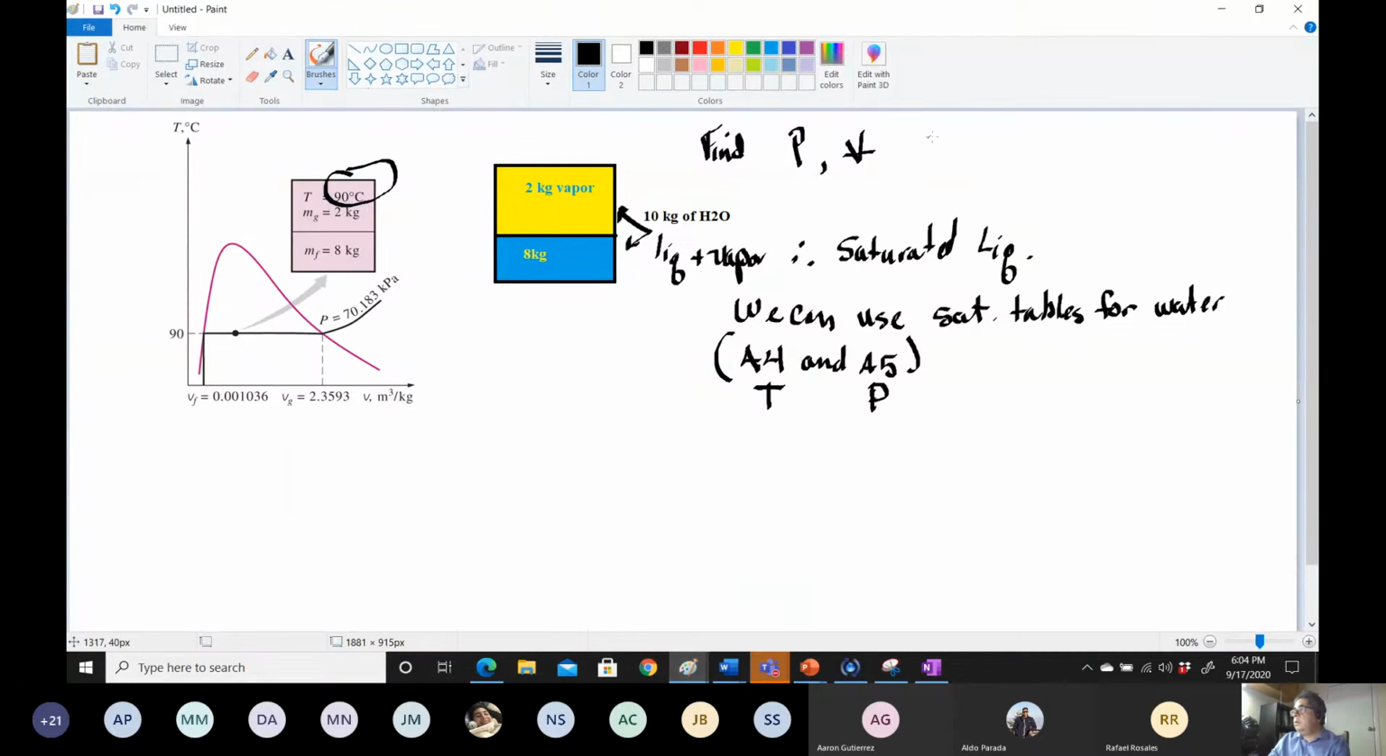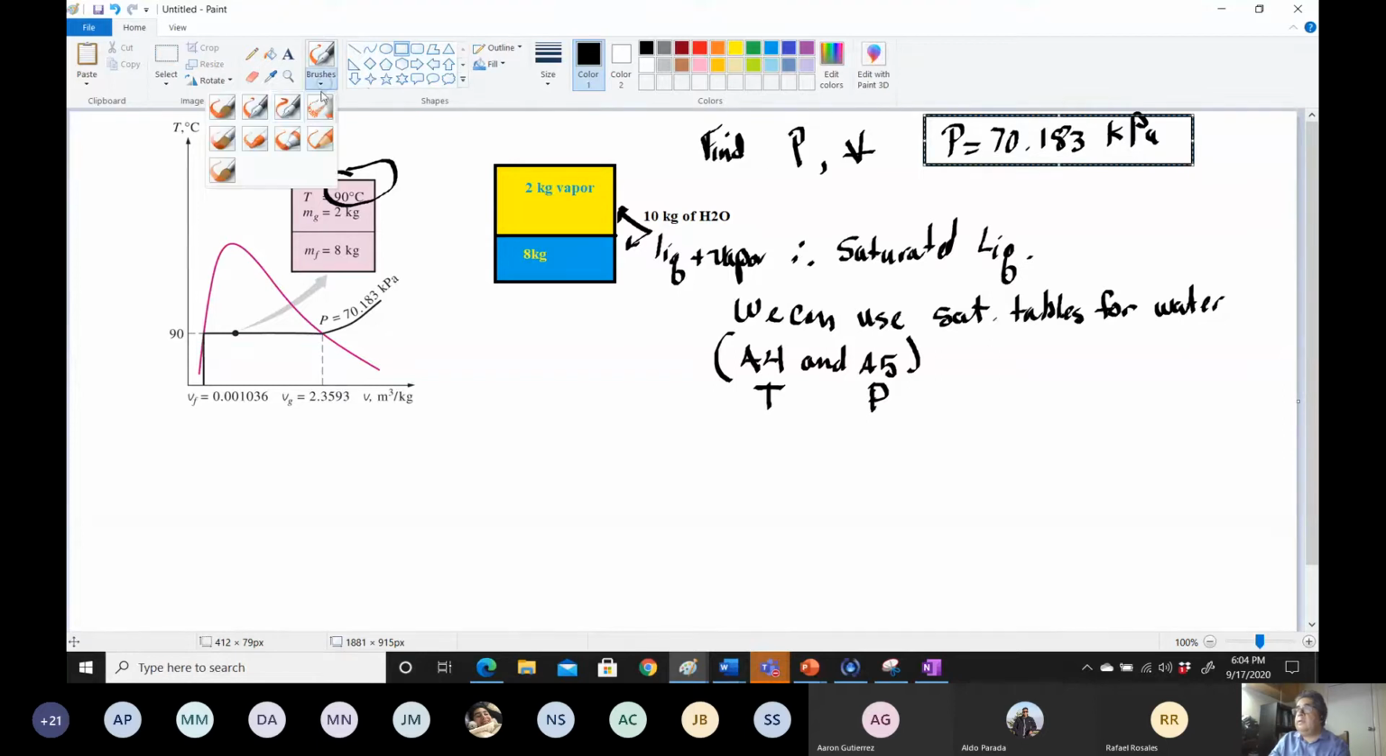So pressure is equal to 70.183 kilopascal. All right. And then that's basically my final answer there. That takes care of that one. Now I need to find V, the volume. I got that one. Now I need to find V.